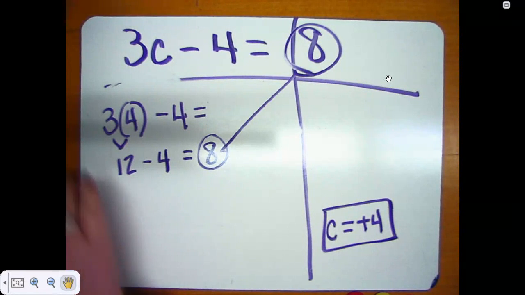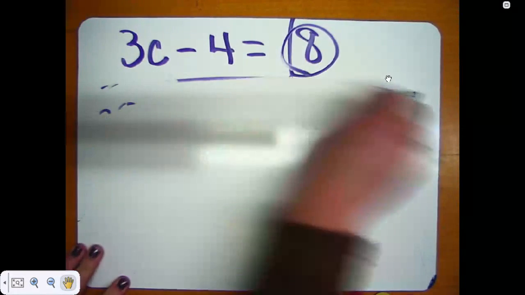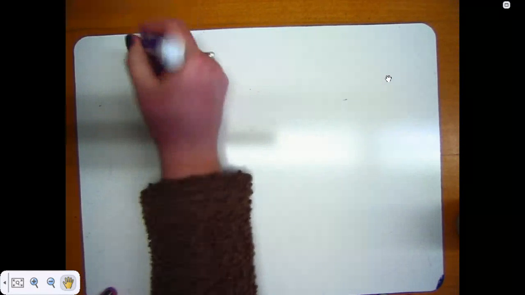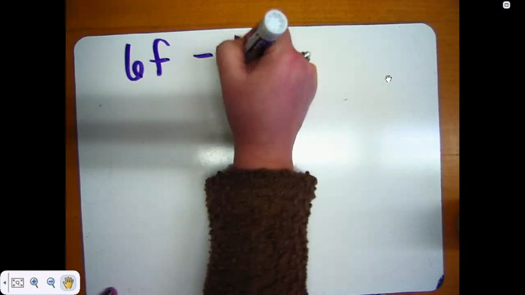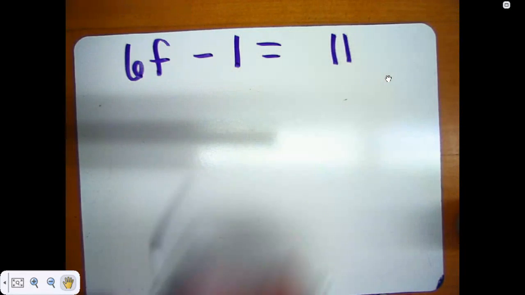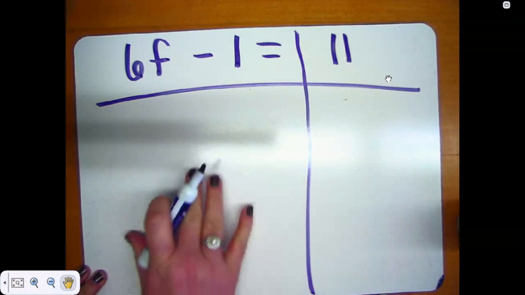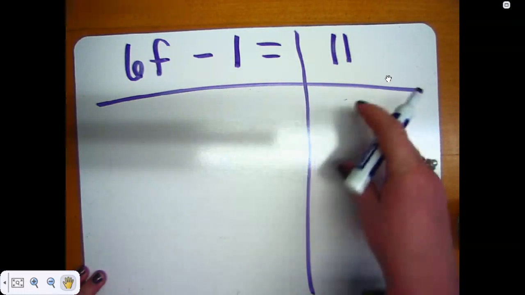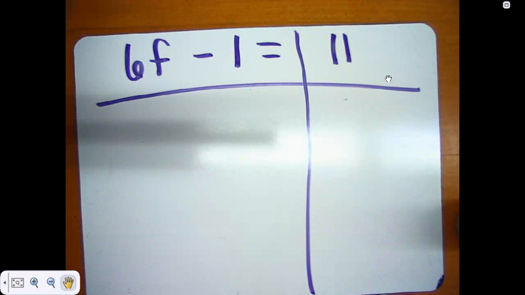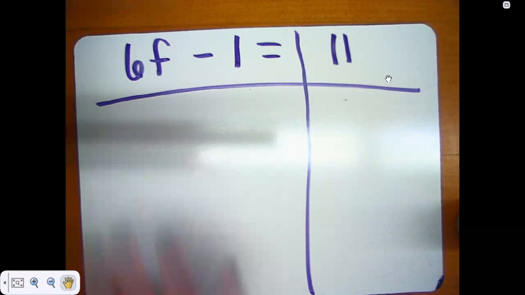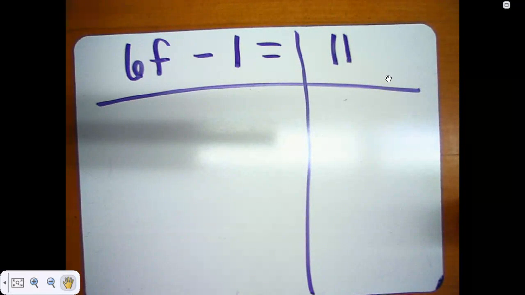Let's try another one. This time I'm going to use the cups. So let's say I have 6F minus 1 is equal to 11. And I want you to notice how spread out I have it. If you're using your whiteboard at home, try to fill up the whole top because you're going to need room for this. So if we have 6F, that means I have 6 cups. Or if you're drawing, you need 6 squares.